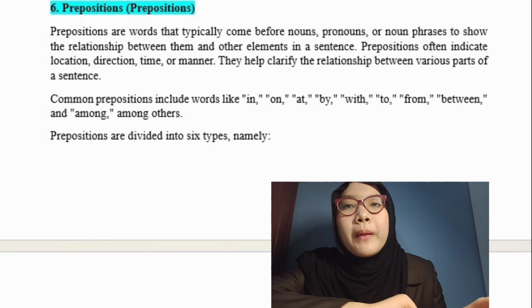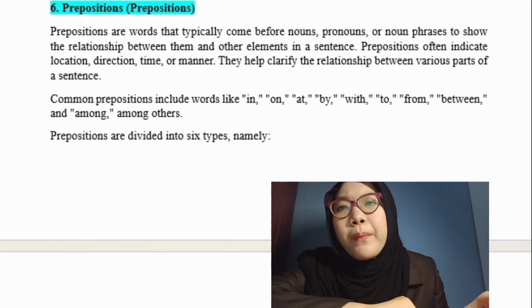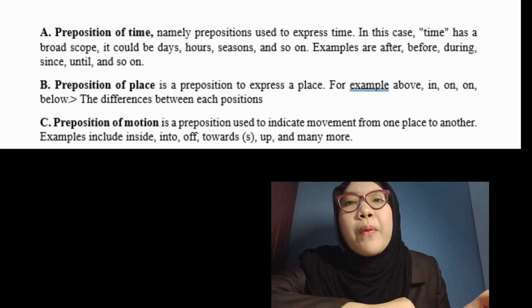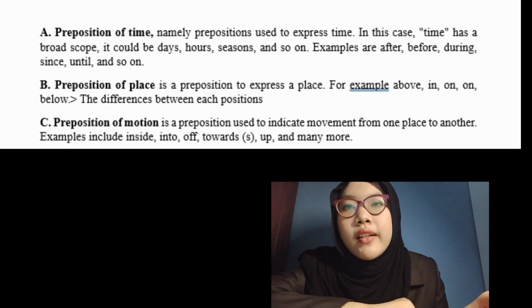The preposition of place is, for example, above, in, on, below. It shows the difference between each position. And the next one is about preposition of motion. It's a preposition used to indicate movement from one place to another, such as into, towards, and many more.